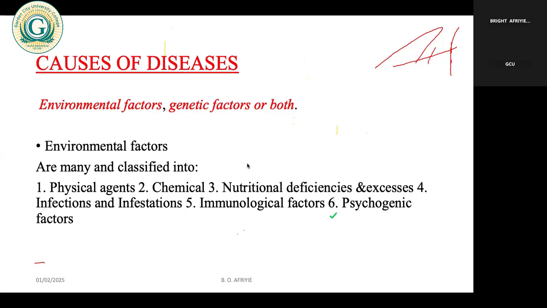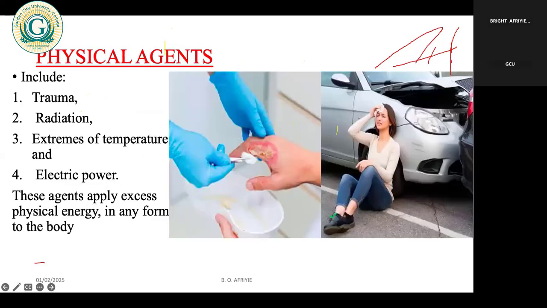For the physical agent, we are looking at physical energy that is applied in excess to the body and can end up with damage to the cells. So we have trauma, we have radiation, we have extreme temperatures, and we have electric power as well.